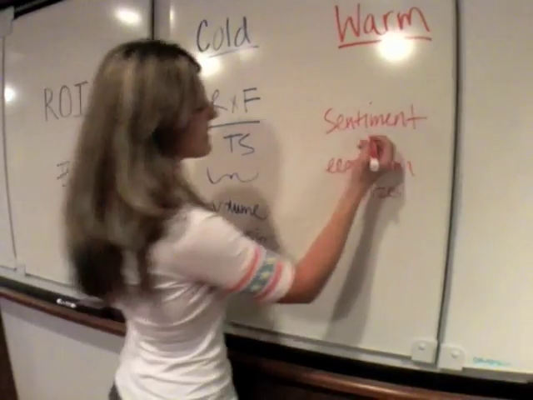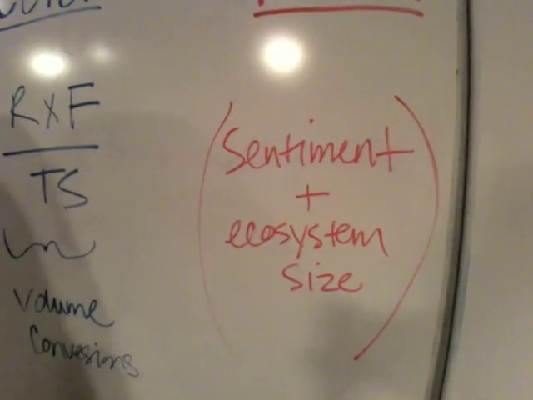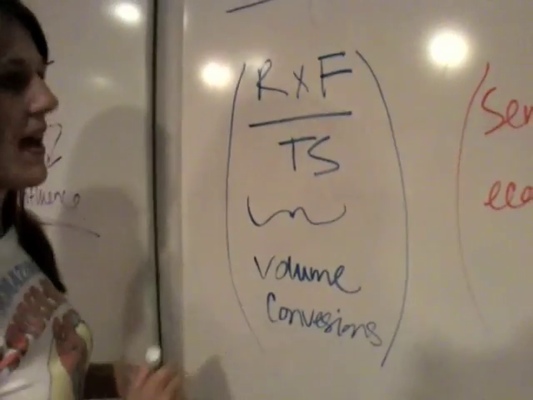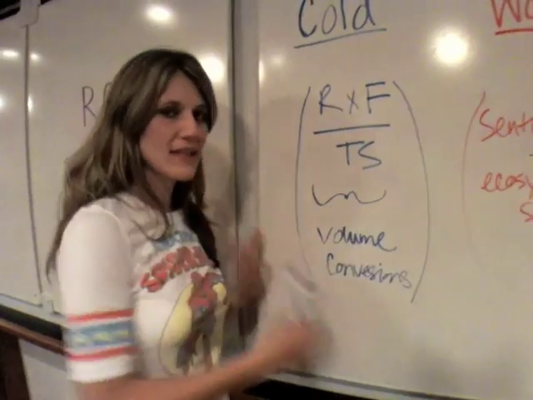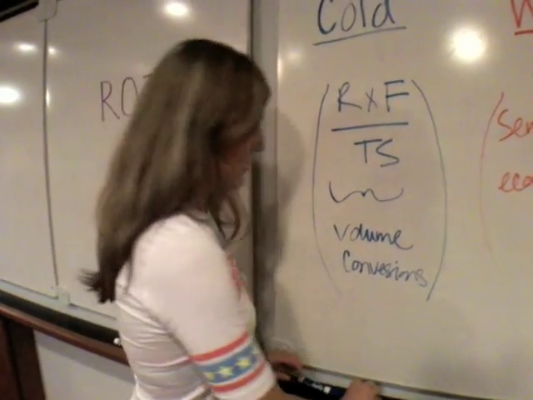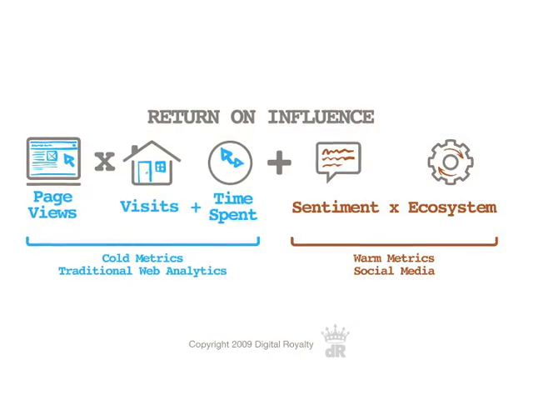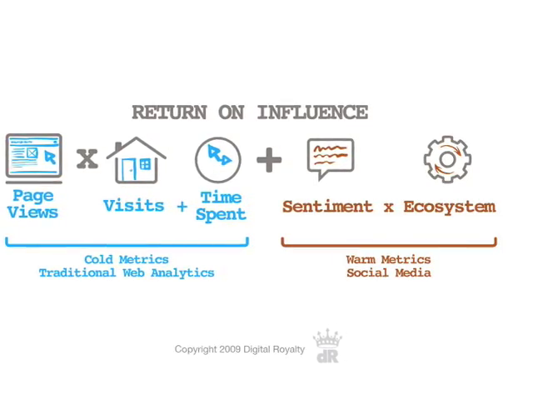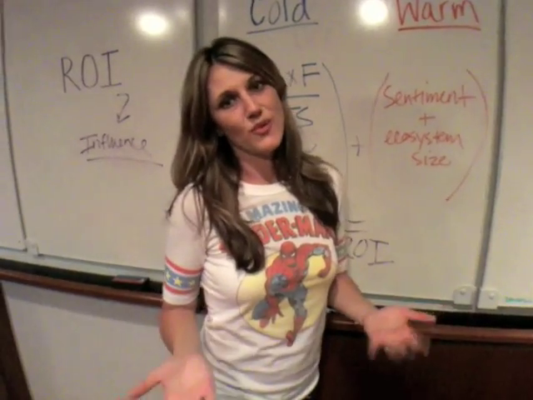So if we take sentiment and ecosystem size, your warm analytics, and then your traditional web analytics metrics and the types of things we talked about earlier with volume, fans, followers, retweets, conversions, things like that, and you combine them together, you get your ROI, return on influence. And so this is a number that can be measured week over week, month over month, as often as it makes sense for you and your objectives.